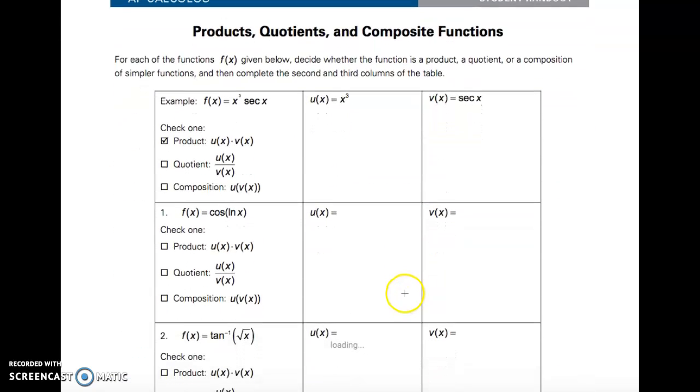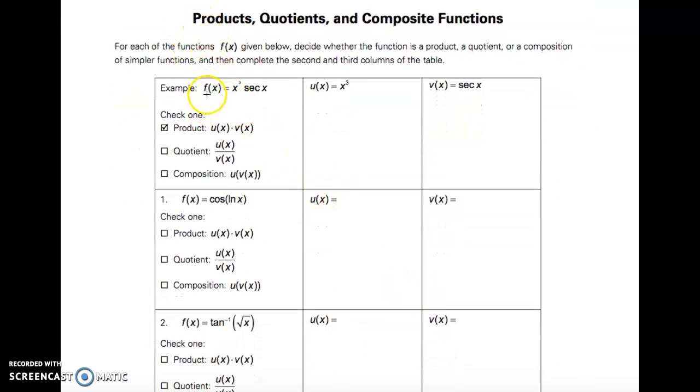So now we need to be able to compare and see whether we identify the product of two functions, the quotient, or the composition of simpler functions. And then we complete the second and third columns of the table. So basically, if you check off that it's a product, your first piece will be u of x, and the second piece will be v of x, and then you just label which pieces are which, right? So x cubed secant. For this one, I have cosine of ln of x, so that's actually a composition of functions. My outer function is cosine, and my inner function is natural log.